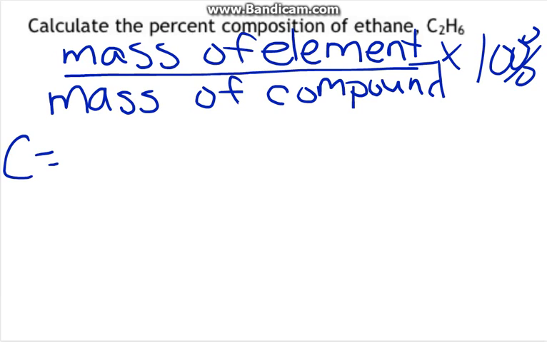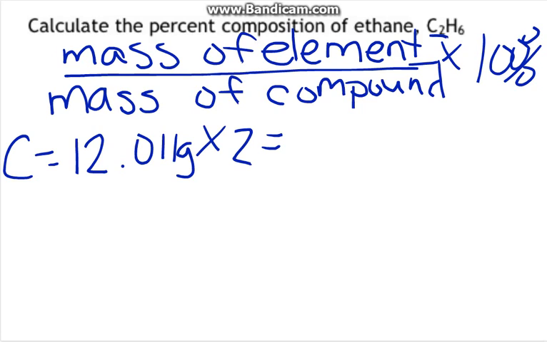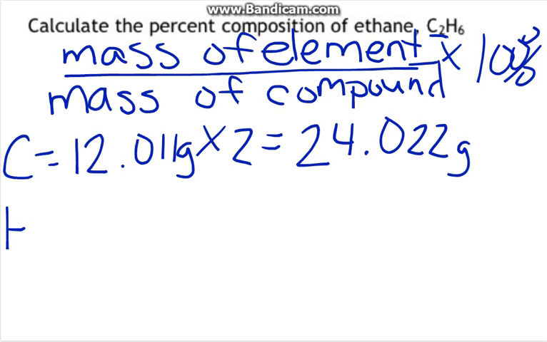So we know that carbon's molar mass is what? You have to go back and look on the periodic table, and what you will find is that the molar mass of carbon is 12.011 grams. How many of those do we have in this? We have 2. So after you multiply those two things together, you should get 24.022 grams. Then you have hydrogen.